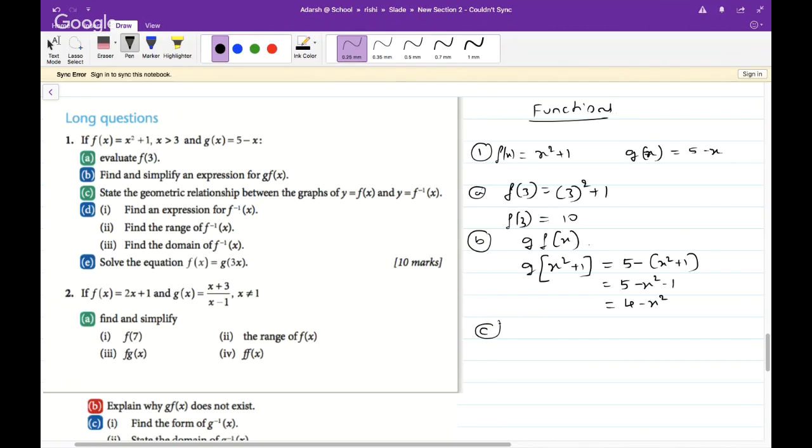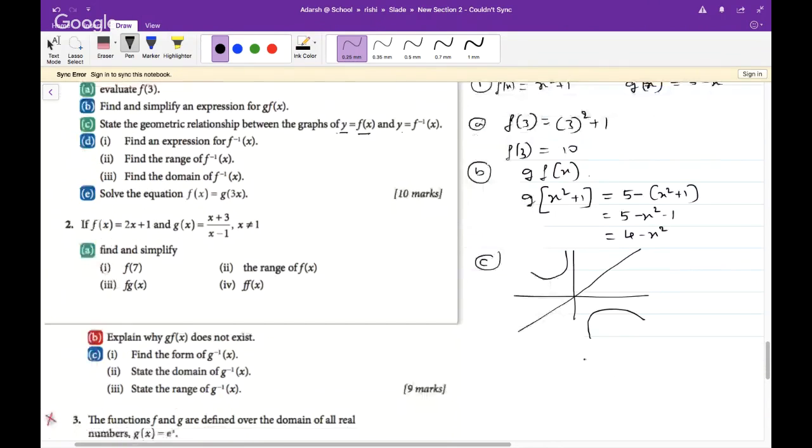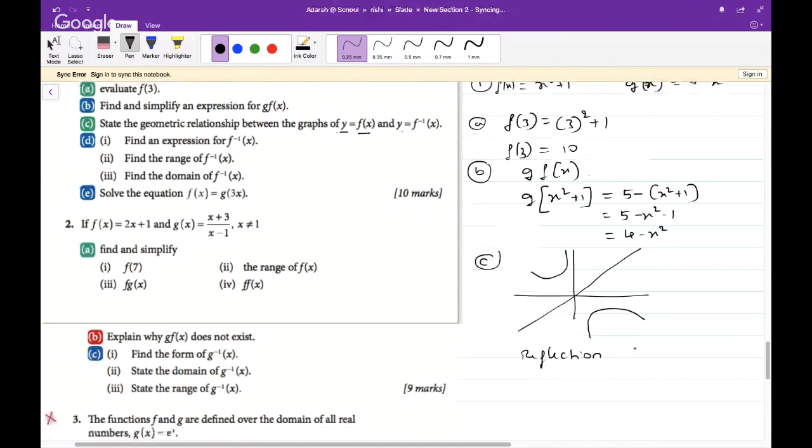So this is B. Now let's go to the C part of the question. Find the geometric relation between y equals f of x and y equals f inverse of x. The function and its inverse are always reflected on the line y equals x. So it is always reflected across the line y equals x.